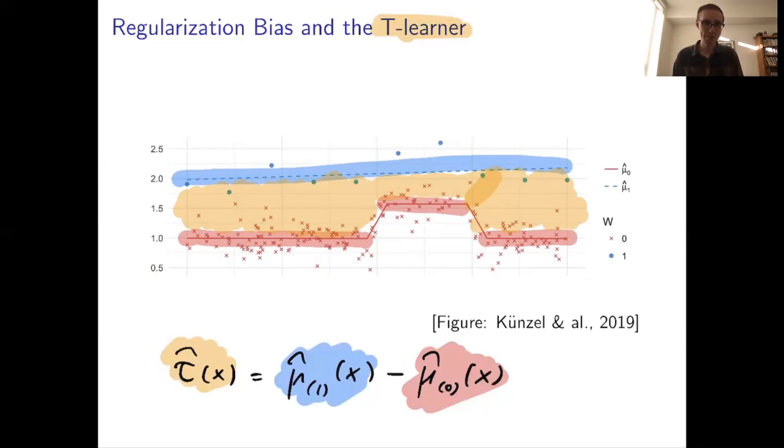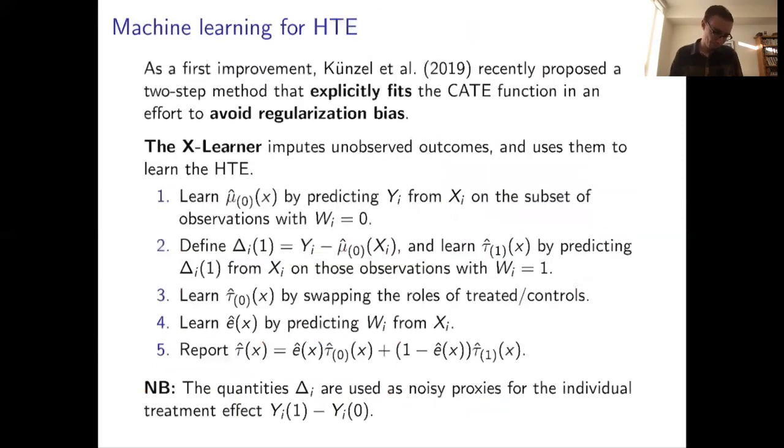Okay, that's regularization bias. What I'm emphasizing here is that it's true that tau of x is mu1 of x minus mu0 of x, but that doesn't mean that machine learning based approaches that are directly motivated by this functional equivalence, without being careful about what they're doing estimation wise, would be any good. So that's regularization bias. What can we do about it? And notice that regularization bias is something that arises even in randomized trials.